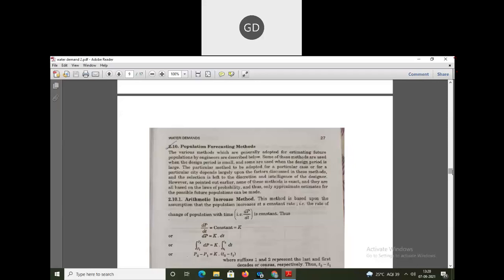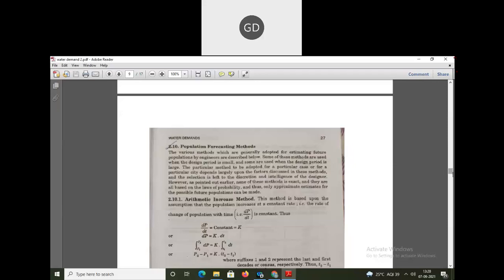The arithmetic increase method is obsolete nowadays and is not used, because nowadays obviously population is increasing. So this method is generally used for old cities and towns where there is no population increase, or no increase in industrialization.